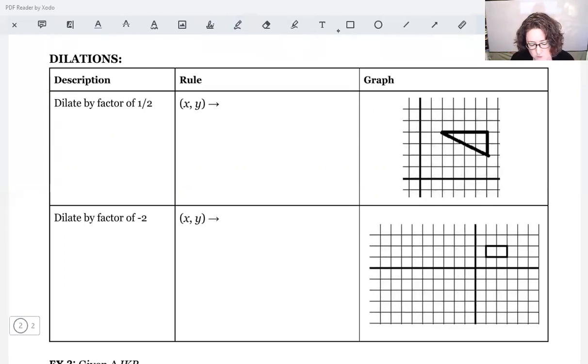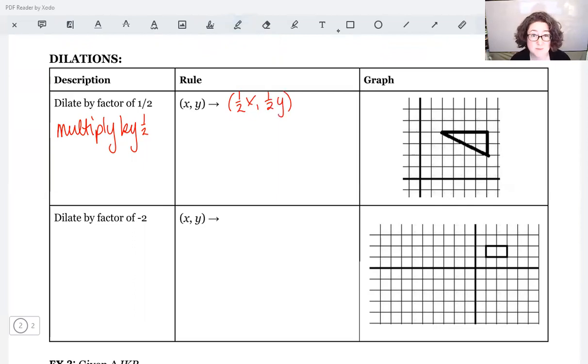So first one, we're going to dilate by a factor of 1/2. And all we need to do, if we're going to change the size of something, is, for example, if I knew a length of a segment and I wanted to make it half as big, I would just multiply it by 1/2 or divide by 2. So that's what we're going to do. We're going to multiply by 1/2. That's it. So our formal rule would look like (x, y) turns into (1/2 times x, 1/2 times y).